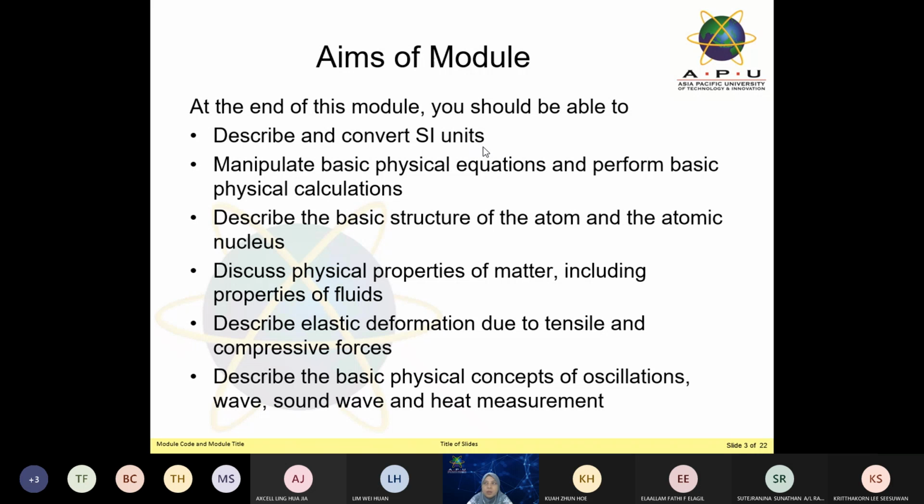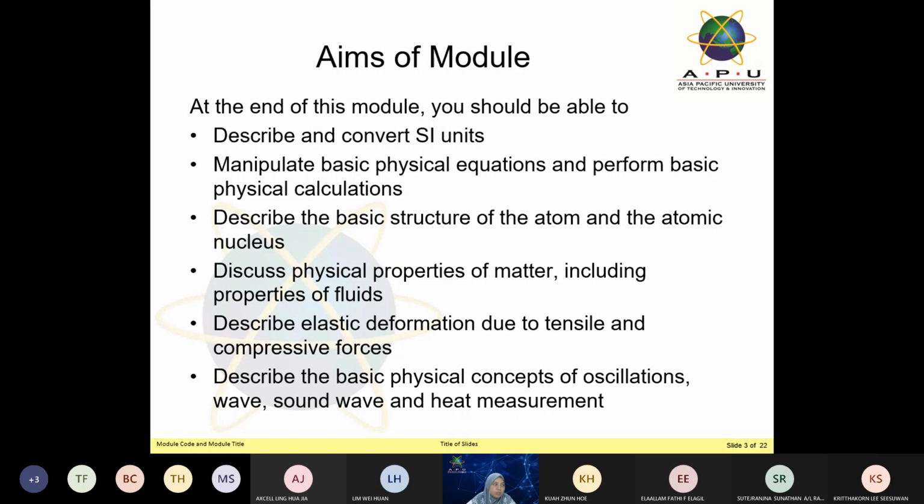For example, you have kilometer. Kilometer must be converted to meter. That is for distance. Okay, this is the old calculator. The new one is in silver color, right? Scientific calculator is useful for you to do these SI units. You can directly press the engineering button, ENG.